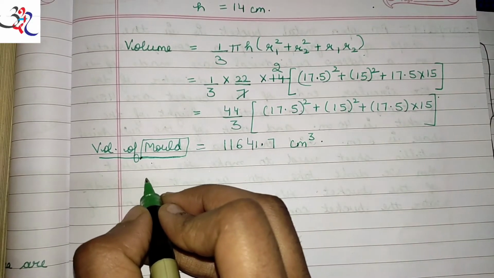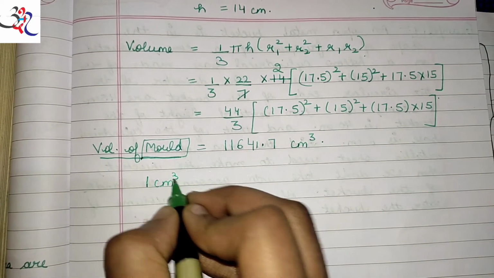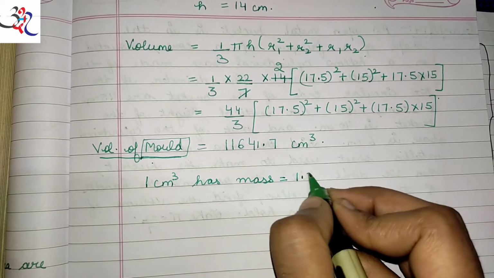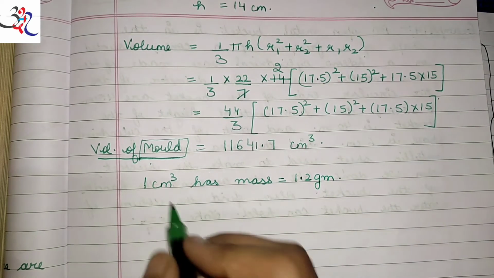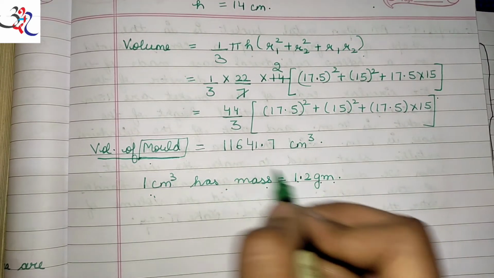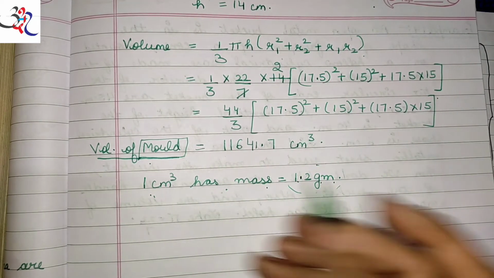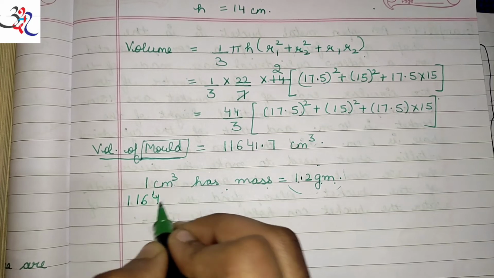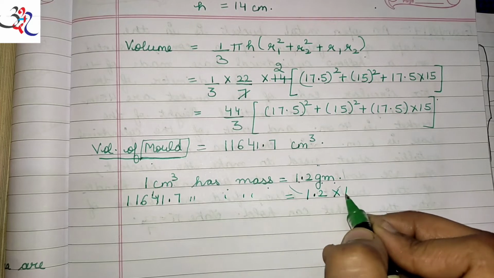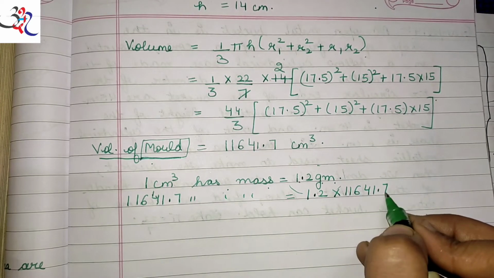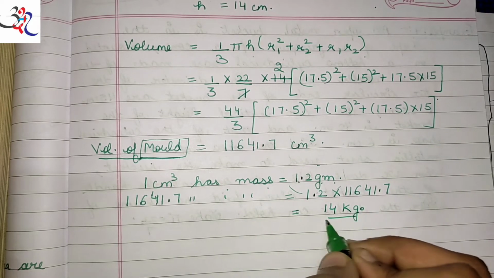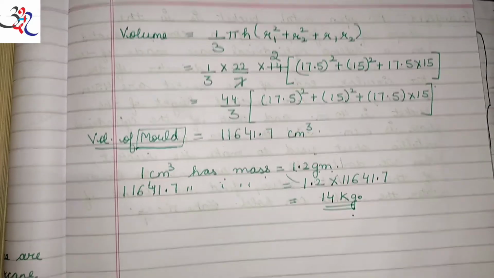Now to find the mass of the molasses, it is given to us 1 centimeter cube has mass equal to 1.2 gram. So the total mass will be, if 1 centimeter cube is equal to 1.2 gram, then by unitary method the mass of 11641.7 centimeter cube will be 1.2 into 11641.7, and after the multiplication you will get your final answer, which is approximately equal to 14 kg.